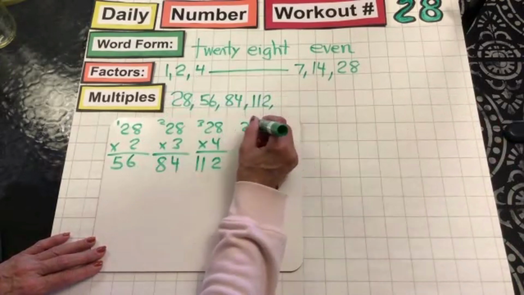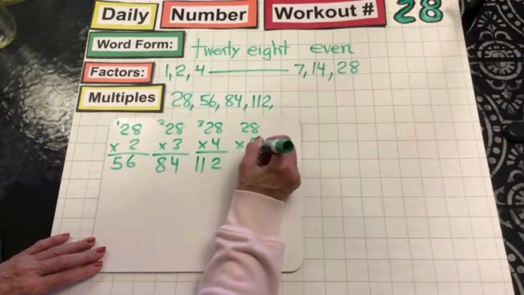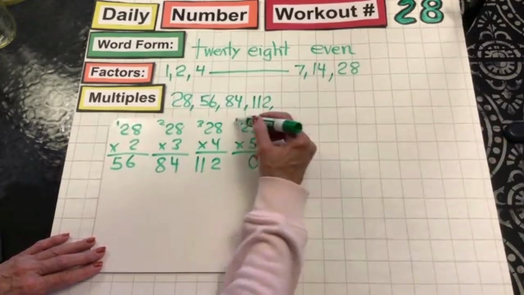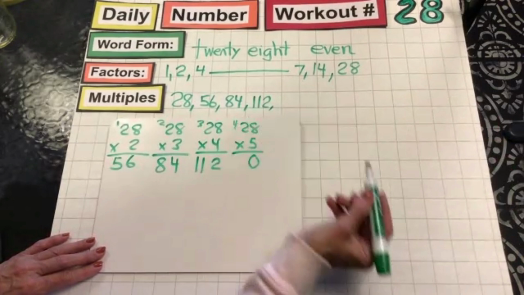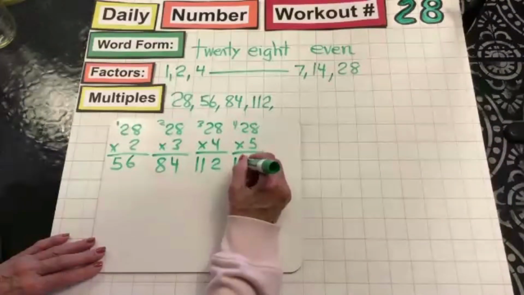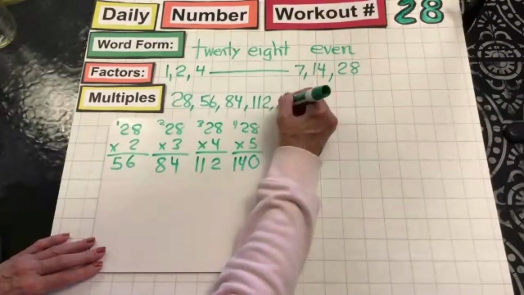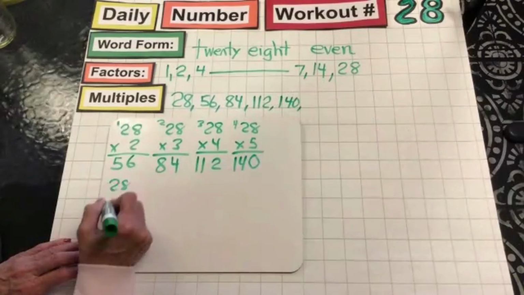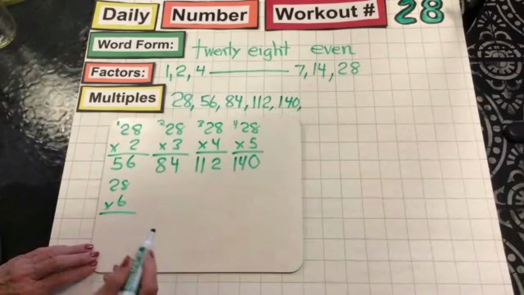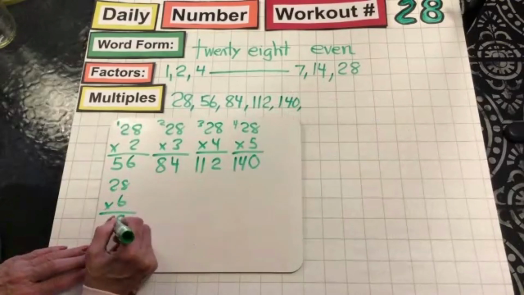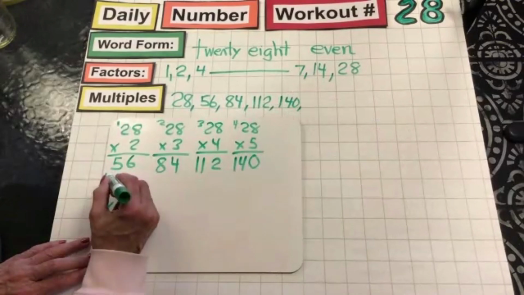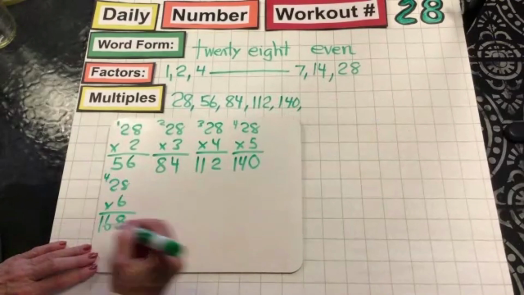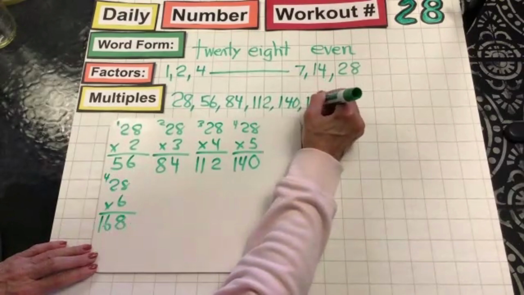Let's do 5 times 28. 5 times 8 is 40. Drop the 0, carry the 4. 5 times 2 is 10, plus 4 is 14. So 140. Let's come down here. 28 times 6. 6 times 8 is 48. Drop the 8, carry the 4. 6 times 2 is 12, plus 4 is 16. So we have 168.